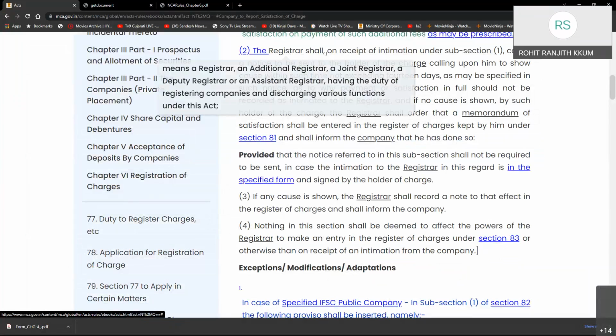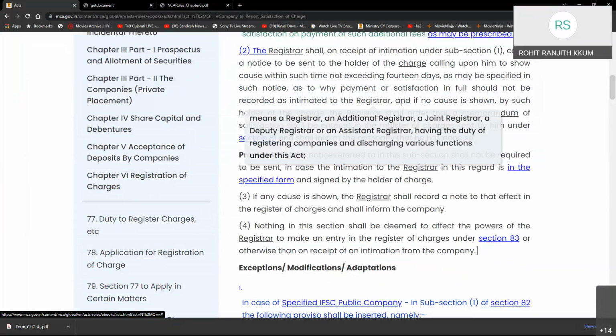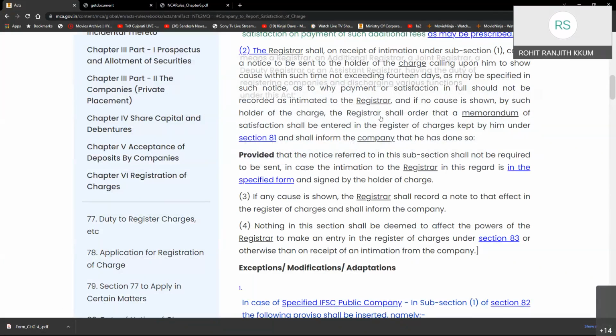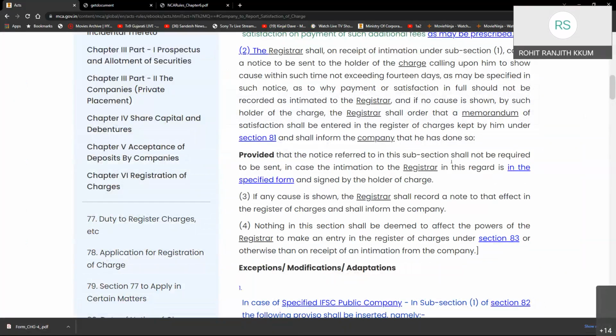Look, the registrar shall on the receipt of intimation cause a notice to be sent to the holder of the charge, calling upon him to show cause within such time not exceeding 14 days as specified in such a notice as to why the payment or satisfaction in full should not be recorded as intimated to the registrar, and if no cause is shown the registrar shall order that a memorandum of satisfaction shall be entered in the register of charge kept by him and shall inform the company that he has done so. Now, this paragraph is very important. Notice referred in this subsection shall not be required in case the intimation to the registrar in this regard is signed by the charge holder.